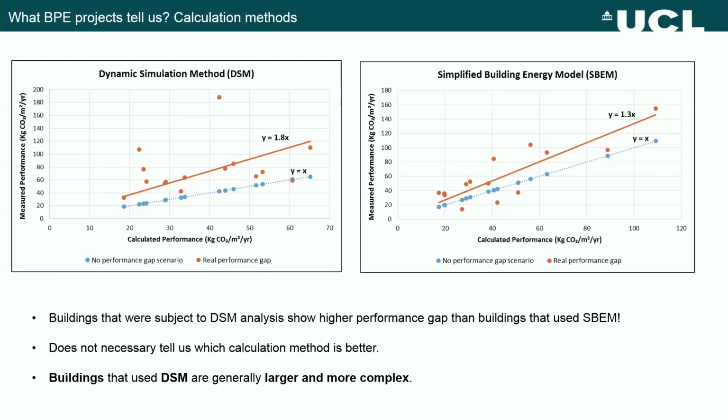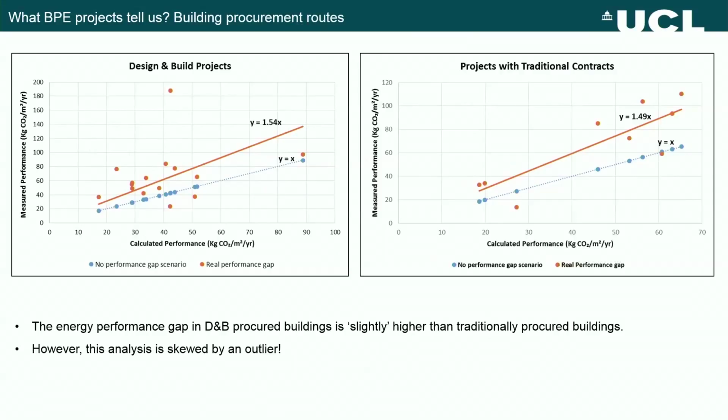Larger buildings, complex buildings, buildings that involve various types of building services and thermal mass as part of the design strategy as well. So if you take it as a proxy for building complexity, indeed we see that more complex buildings show more performance gap.